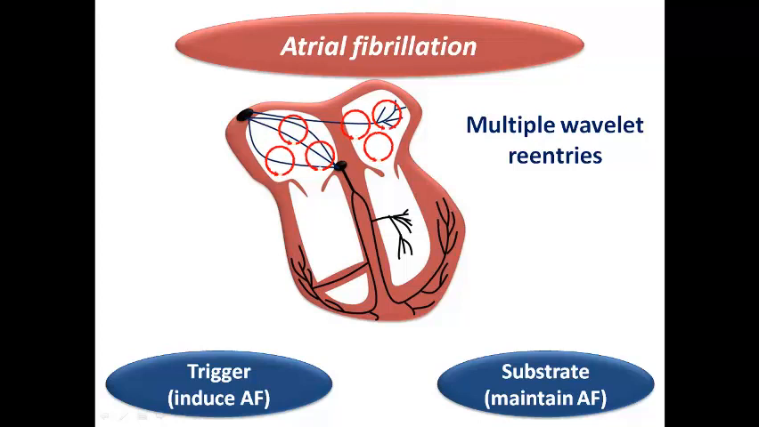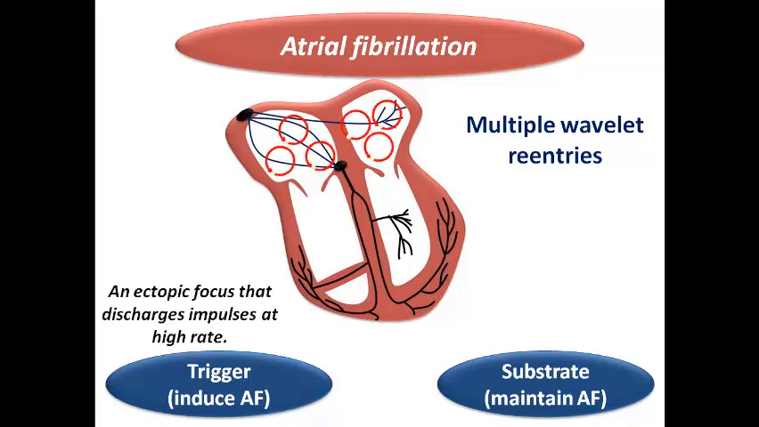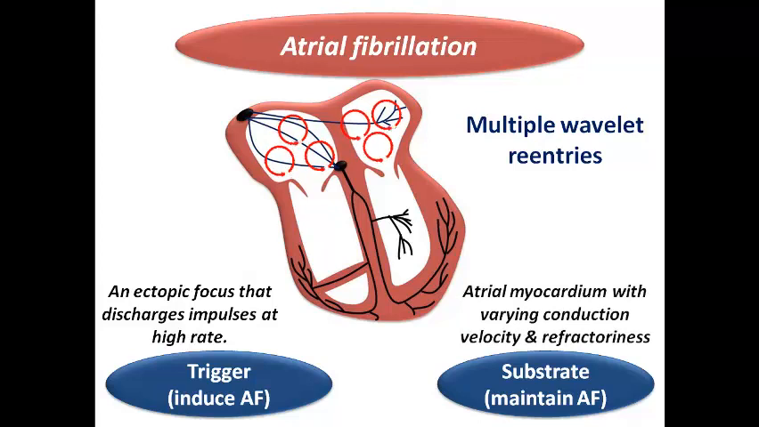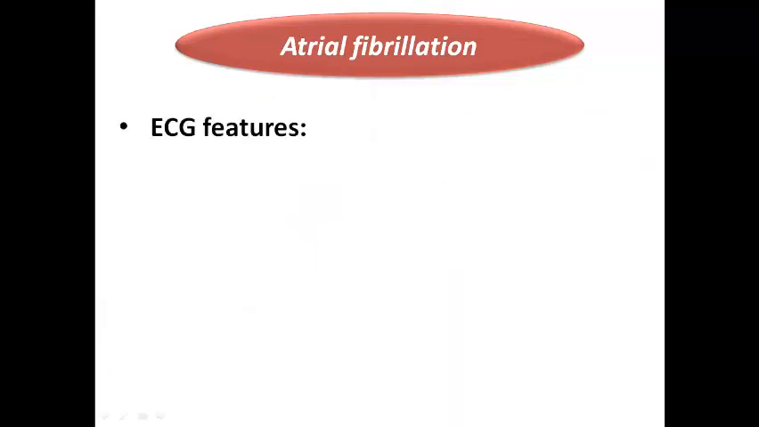But the presence of a substrate which perpetuates this atrial fibrillation leads to its persistence, and it may persist, for example, for a few hours and resolve, may persist for a few days, may persist for years, and may be permanent. So for atrial fibrillation we need a trigger and a substrate. Of course, the trigger, as we mentioned, will be an ectopic focal discharge impulse at high rate, and the substrate is the atrial myocardium with varying conduction velocity and refractoriness, and that explains why atrial fibrillation is more common in patients with structural heart disease and less common, though not impossible of course, in patients with a structurally normal heart. So we need to mention now what are the ECG features of atrial fibrillation.